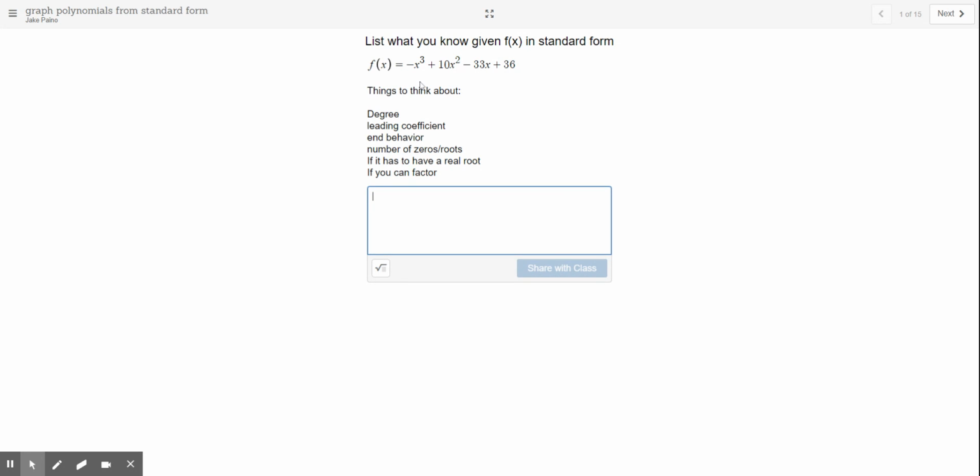So when you're given a polynomial in standard form, you start identifying what do you know, right? So I know that the degree of this function is 3. That's odd. All right, so I know my end behaviors are going in opposite directions. Okay, so since my leading coefficient is negative, the right end behavior is negative infinity, and the left end behavior is the opposite, so that's positive infinity.